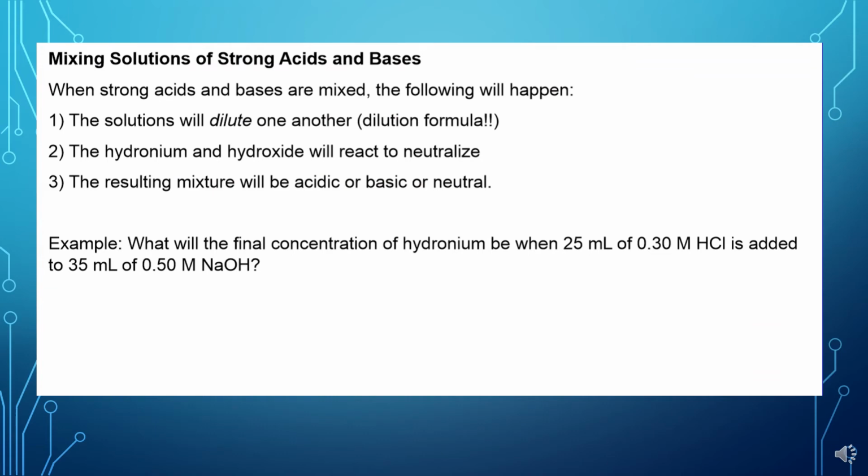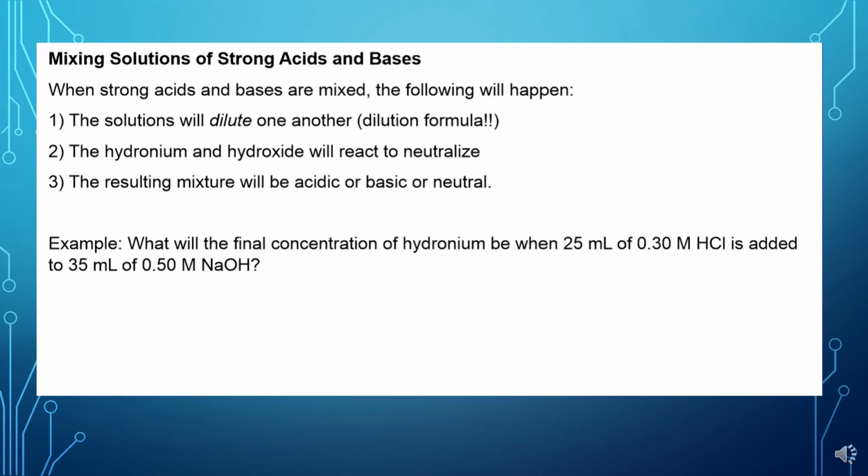So our last objective here today is looking at mixing solutions of strong acids and bases. We're going to be looking at what happens when we neutralize things. Because if we add an acid to a base, we can make water. And if we make water, we're neutralizing, and we can mix strong acids and bases, and they dilute and neutralize. So when strong acids and bases are mixed, the following things are going to happen. The solutions will dilute one another, so we're going to be using a dilution formula. Hydronium and hydroxide are going to react together to neutralize, and the resulting mixture will be acidic or basic or neutral.